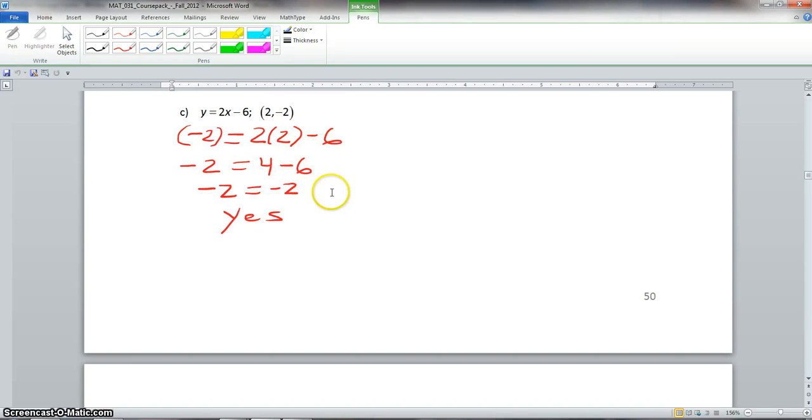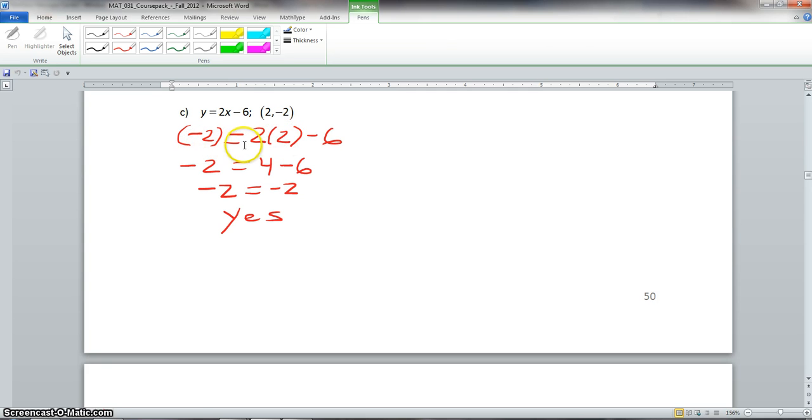Hello class. Picking up where we left off, we're going to example C here. I already took the liberty of doing example C. We have y equals 2x minus 6 and we have the ordered pair 2, negative 2. So we substitute in negative 2 for y and we substitute in 2 for x.